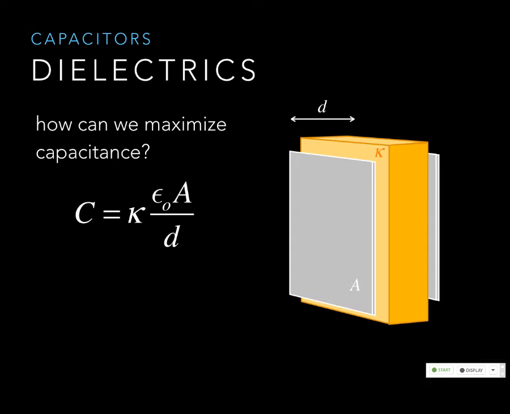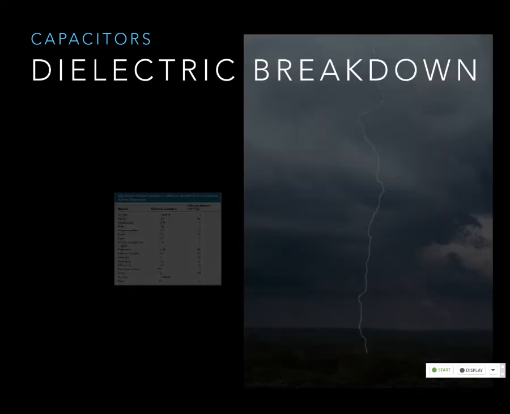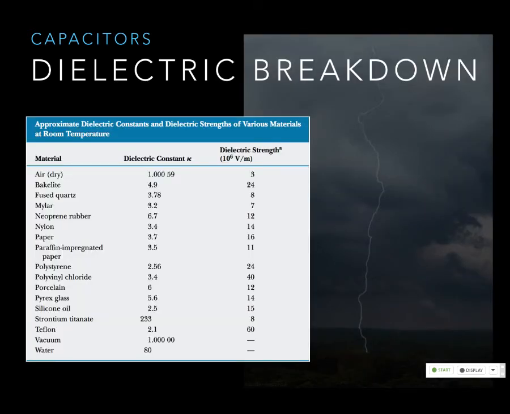But what that means is this is still 8.85 times 10 to the negative 12. We've been dealing with a vacuum, so we multiply it by 1, okay? If it's something else, you multiply it by that dielectric constant. So back to this chart, right? So if you have Mylar, you just multiply it by 3.2.